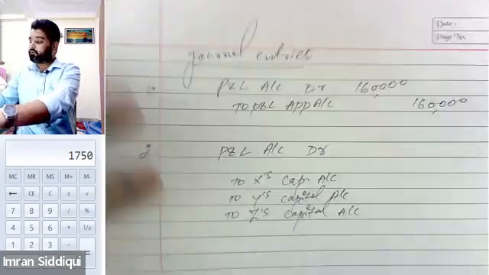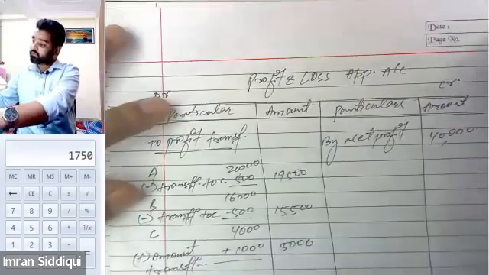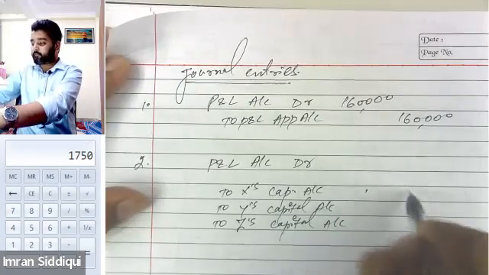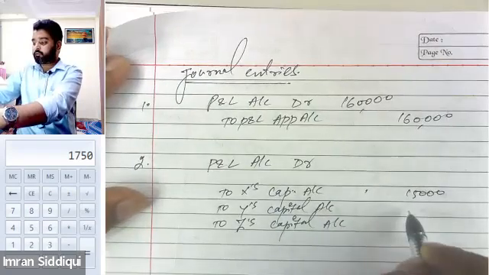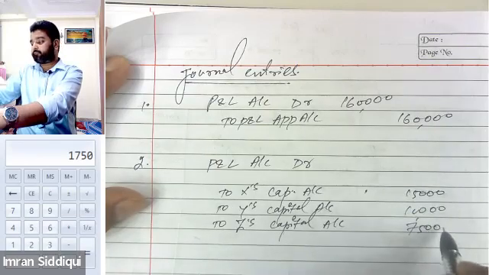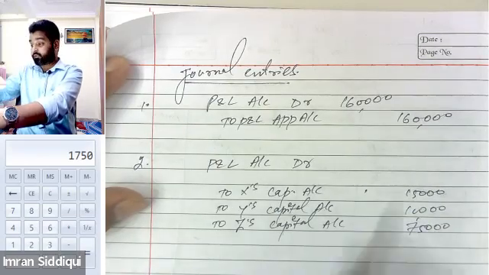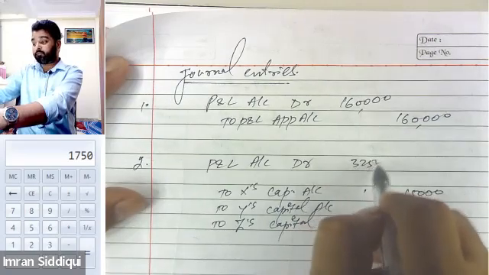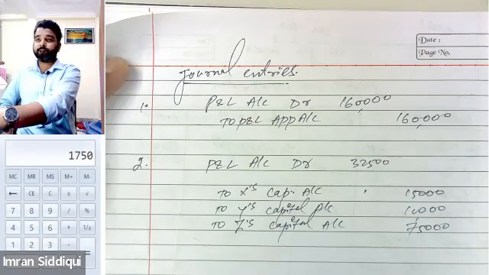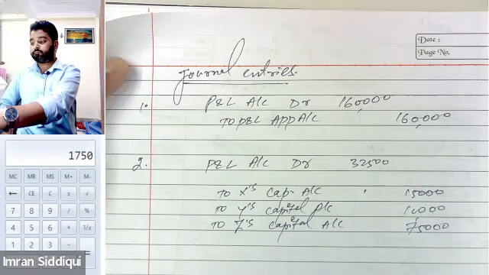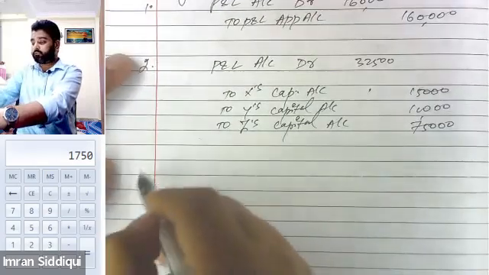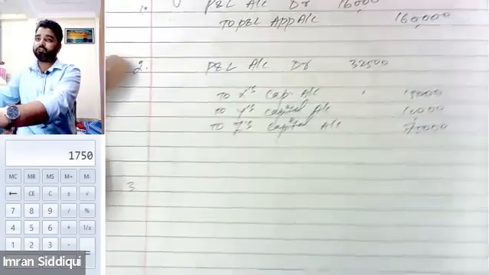Okay, so what were the interest on capital? 15,000, 10,000, and 7,500. So that means 32,500 will be debited to profit and loss appropriation account. Is this clear, everyone? Yes, sir.